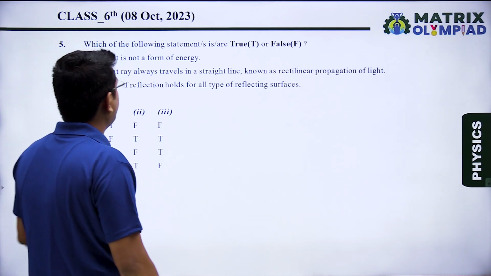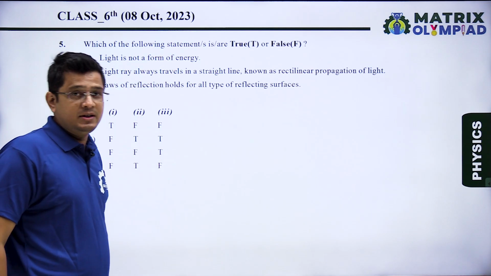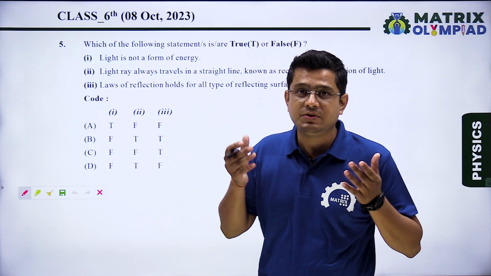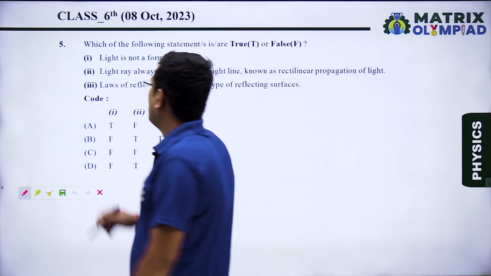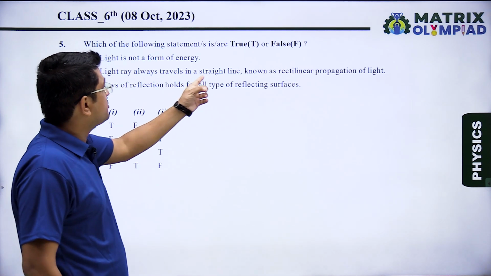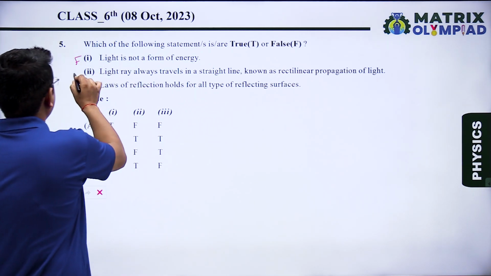In question number 5, we have to check true and false statement. Light is not a form of energy. It is a false statement because we know that light is a form of energy which produces the sensation in our eyes. So statement first is a false statement. Light ray always travel in a straight line known as rectilinear propagation of light. It is absolutely true statement.